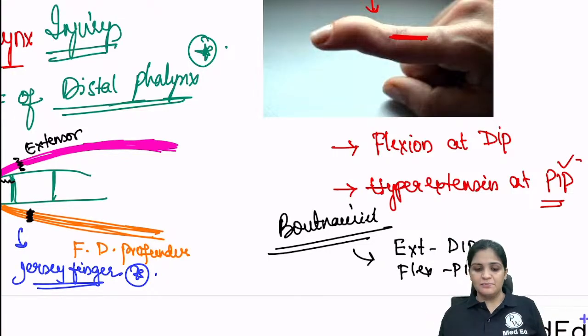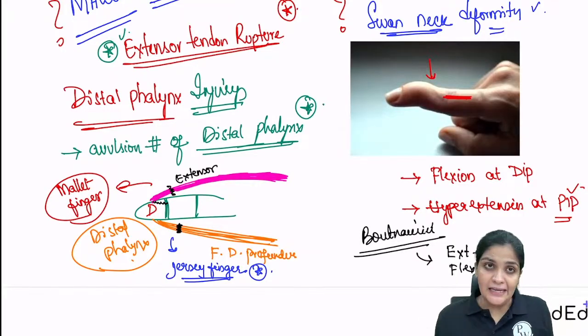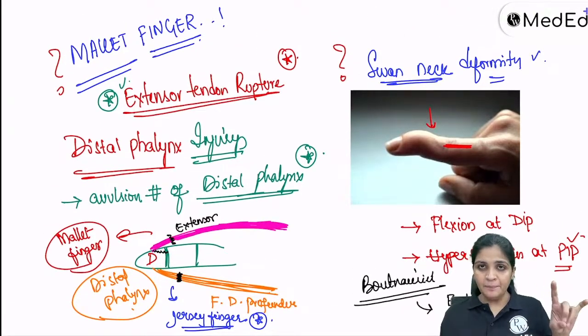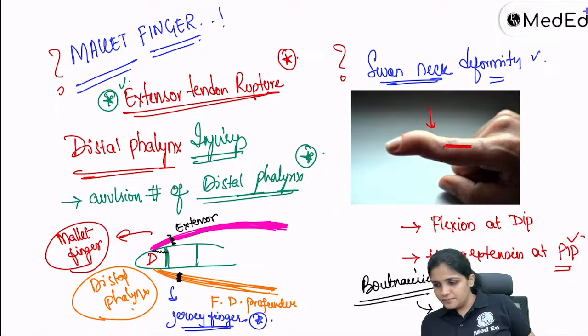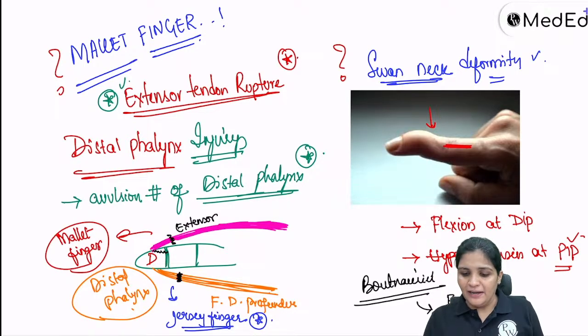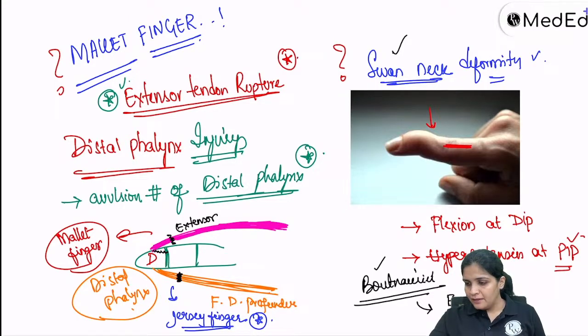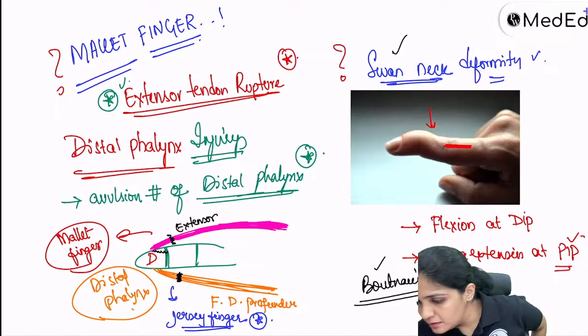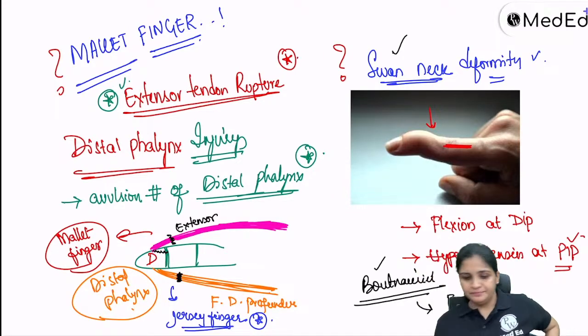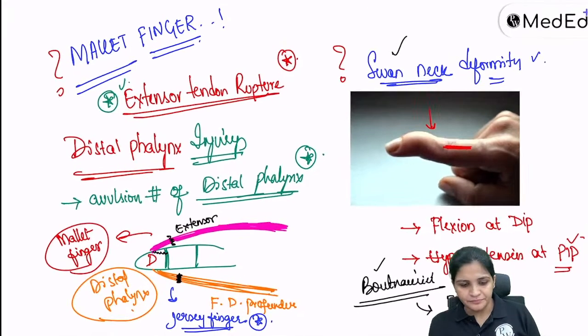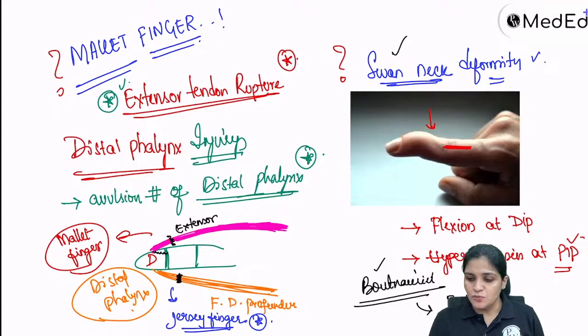So these four are being given as the match the following in INI-CET, right? You have to remember mallet, jersey, swan neck, boutonniere. Remember one, either swan neck or boutonniere, as both are exactly opposite. Okay? Yes, very good. So these are about the various finger deformities, right? And swan neck deformities are usually seen in rheumatoid arthritis.